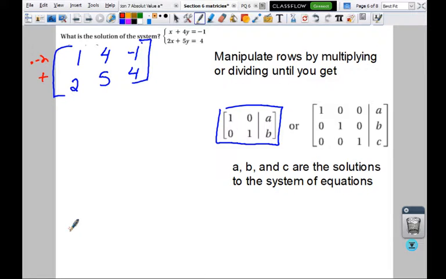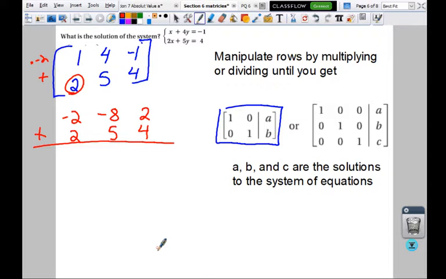So I'm going to multiply my top row by negative 1, or excuse me, by negative 2, and then I'm going to add it to the bottom row, and only the bottom row is going to change because I'm working on this thing right here. I'm working on making that 2 a 0. So I multiply by negative 2: negative 2, negative 8, positive 2, and I'm going to add it to 2, 5, and 4.